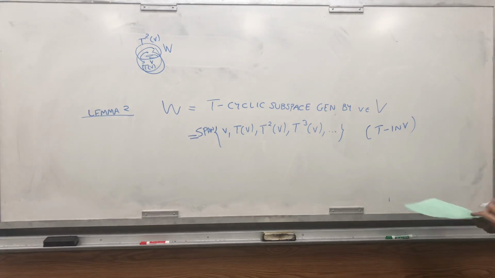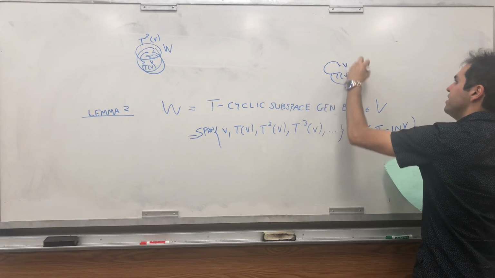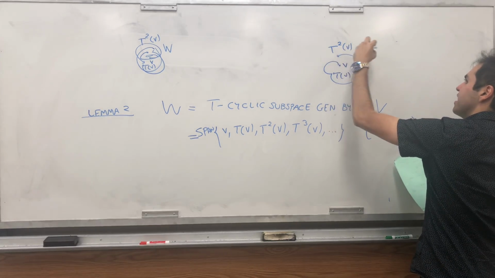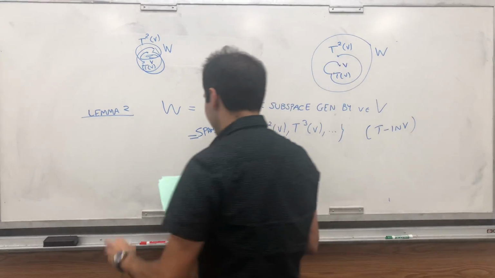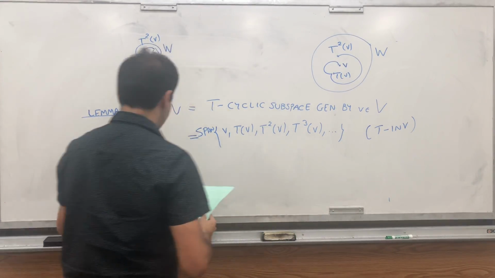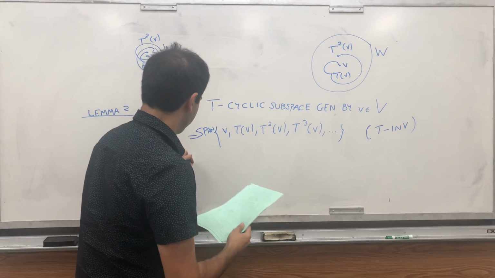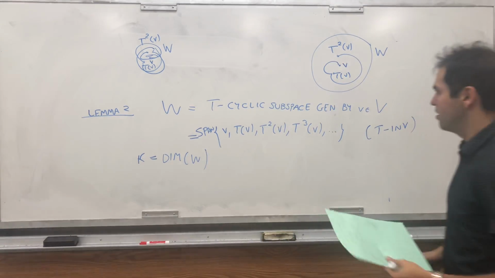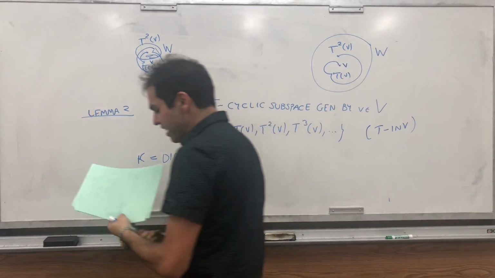And in fact, it's the smallest T-invariant subspace containing the vector. So it would be v, and then T of v, and T squared of v, etc. If you take the span of that, you get your T-cyclic subspace. And one can show it's finite dimensional, and in fact, suppose K is the dimension of W. Of course, if V is finite dimensional, W is finite dimensional because it's a subset of V. So that makes sense. So let K be the dimension of W.